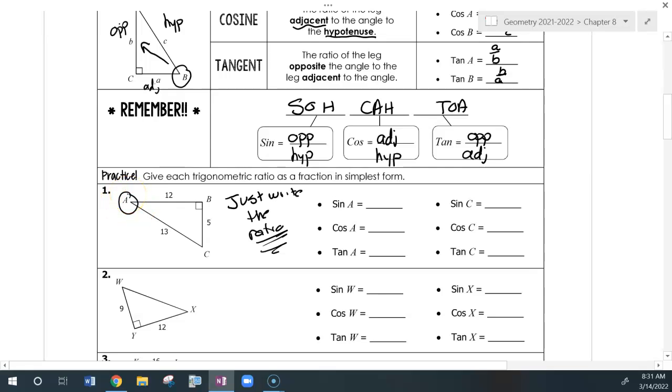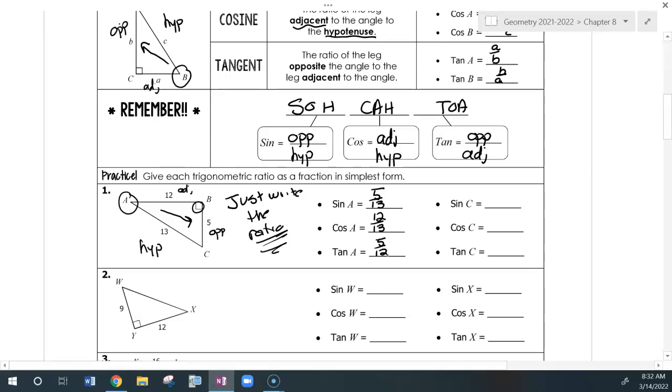So starting from A, come across here. This one is opposite. Across from your right angle is your hypotenuse. And that means over here is adjacent. So if I want to do the sine of A, opposite over hypotenuse is 5/13. Cosine of A, adjacent over hypotenuse, 12/13. Tangent of A, opposite over adjacent, is 5/12. And that's all there is to it.